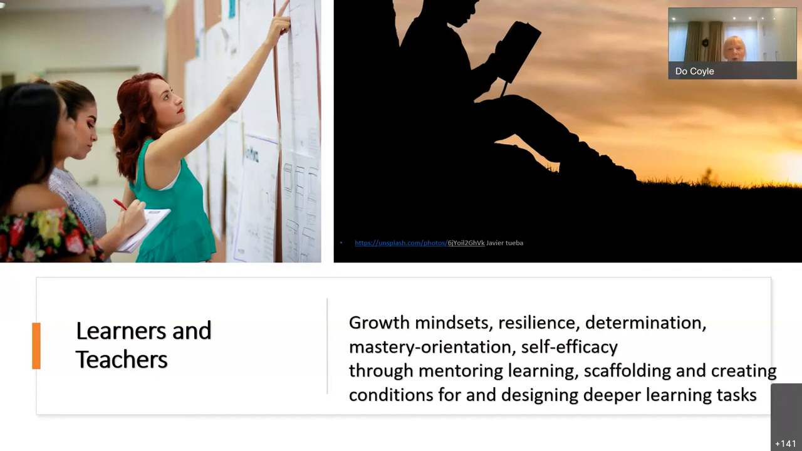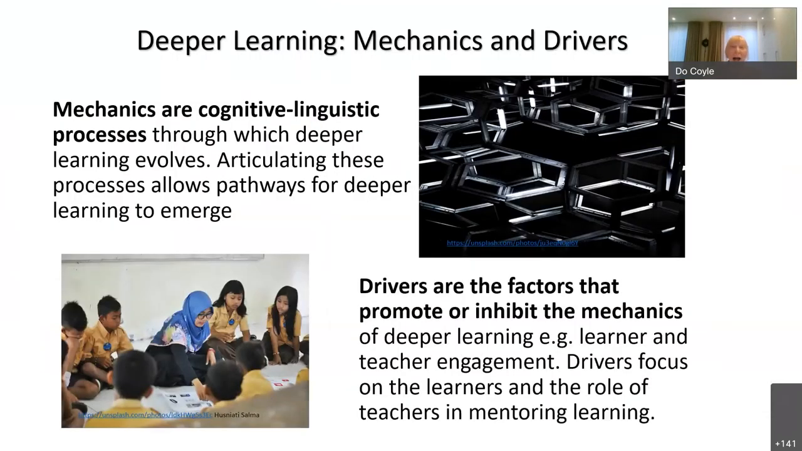So we focused really very much on the four C's and looking then at the communicating and the knowledge building. But we also have to not forget the crucial elements of the people themselves involved. And so what we've done is, we've called the knowledge building and the communicating the mechanics. These are the cognitive linguistic processes that deeper learning involves. So those are the mechanics, and articulating these processes enables us to see the pathways. However, we've now added the drivers as the factors that promote or inhibit the mechanics working. And that is around learner and teacher engagement.